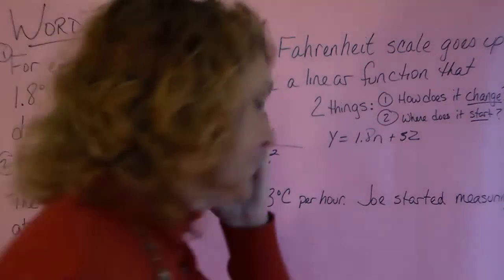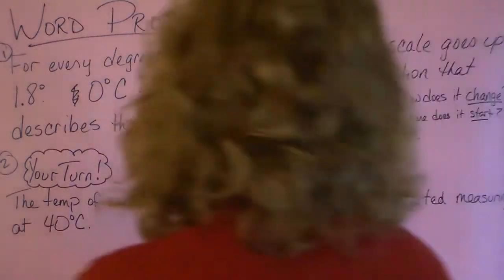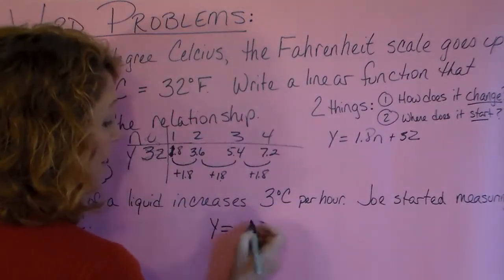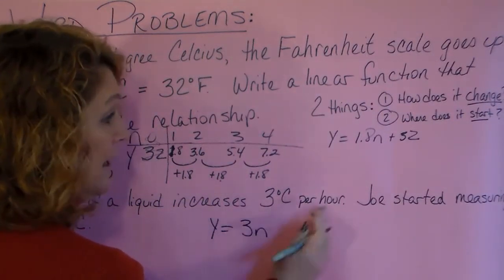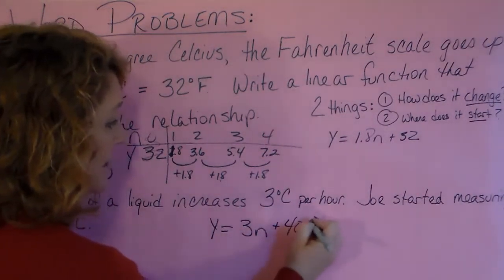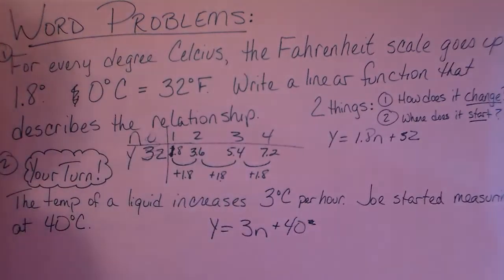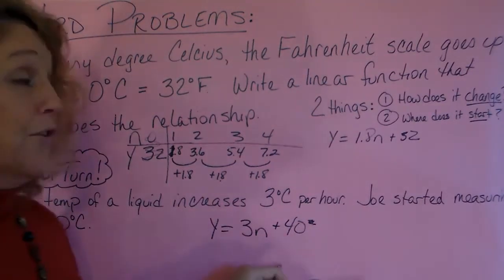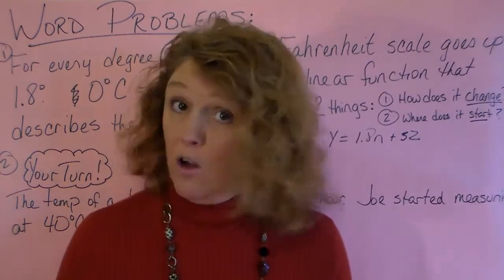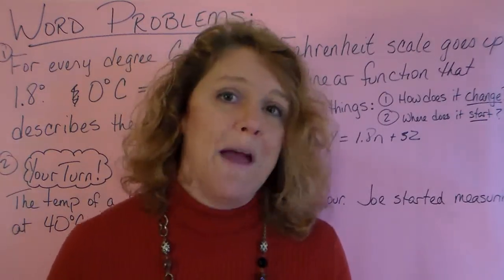Okay? So it increases 3 degrees per hour. That's going to be our 3n. And he started measuring at 40 degrees Celsius. This is our linear function. Being able to tell the different parts of the problem is all you're doing here because you know how to do the math. Okay?